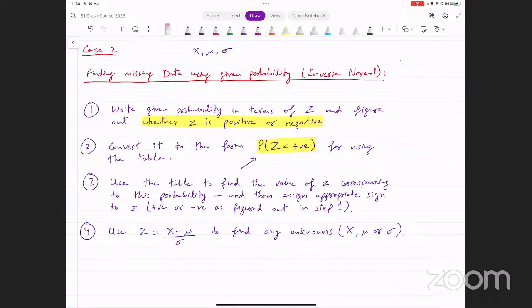Once you have done that, you find the corresponding value of z from the table and then assign appropriate sign. If it was positive, you keep it positive. If it was negative, you make it negative. Okay, so you have to assign appropriate sign to z, positive or negative, as we figured out in this first step. Once you've done that, you use this formula z equals x minus mu over sigma to find any unknowns that you have, which could be x, mu, or sigma. All right, this is how inverse normal works.